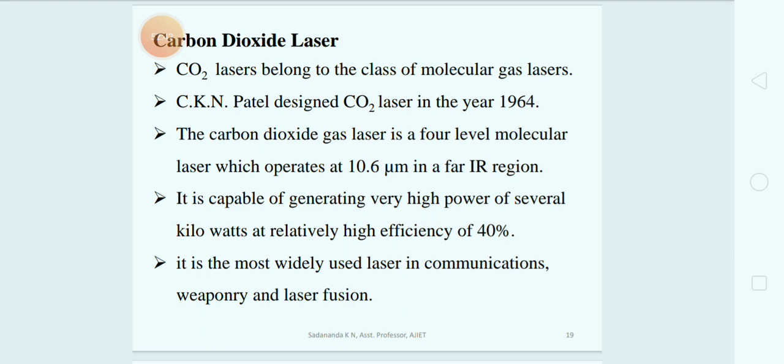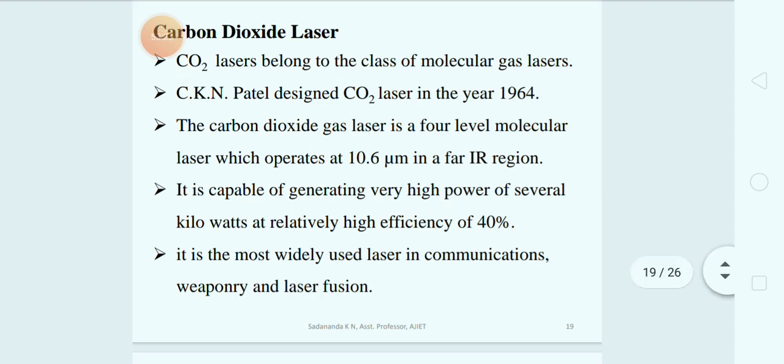Its efficiency is very high and it is widely used for industrial drilling, cutting and welding, and also in medical surgery, especially in cosmetic aspects. The carbon dioxide laser is a 4-level molecular laser which operates at 10.6 micrometer in the far infrared region. It is capable of generating very high power of several kilowatts at a relatively high efficiency of 40%. It is the most widely used laser in communication, weaponry and laser fusion.